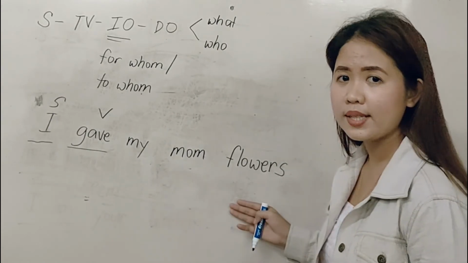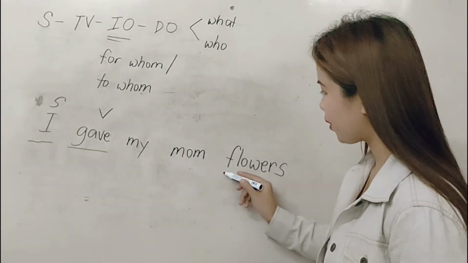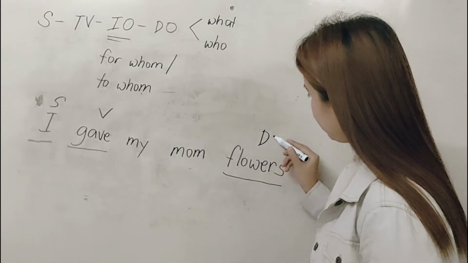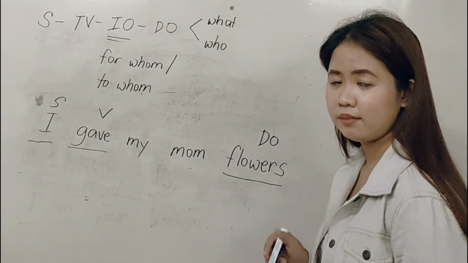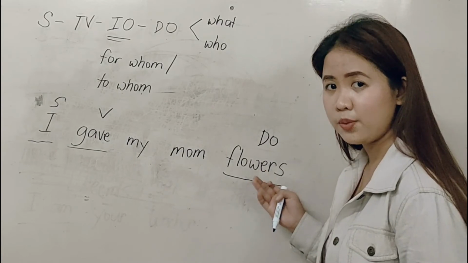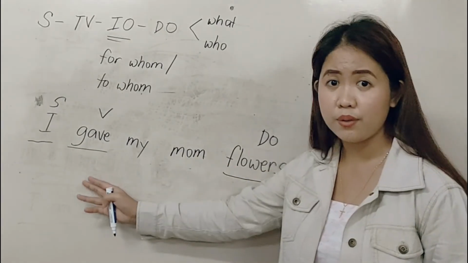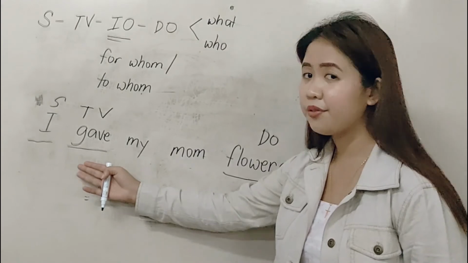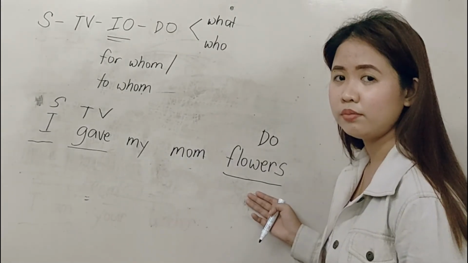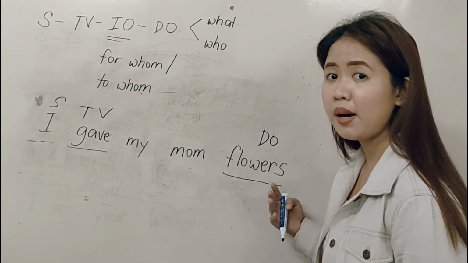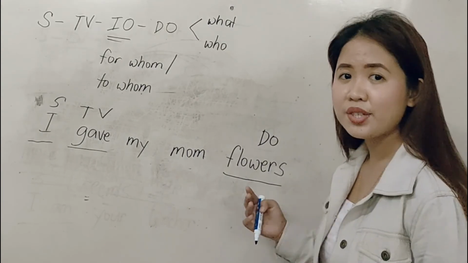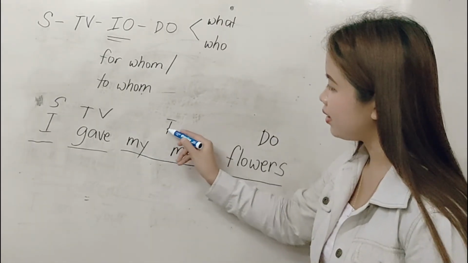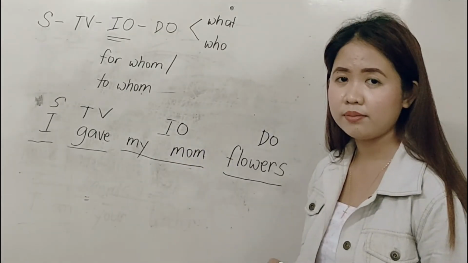I gave what? The answer is flowers. This is considered a direct object. Answering the question what? If we have a direct object, we have also a transitive verb. I gave flowers to whom? Kanino ko ibinigay ang mga bulaklak? The answer is my mom. This is considered an indirect object.